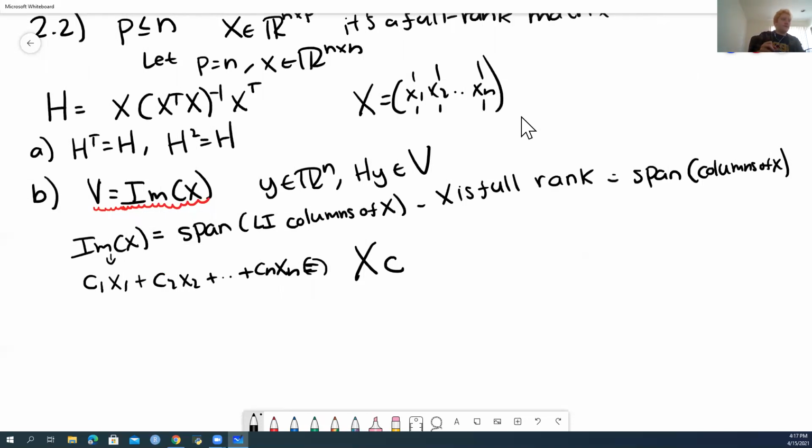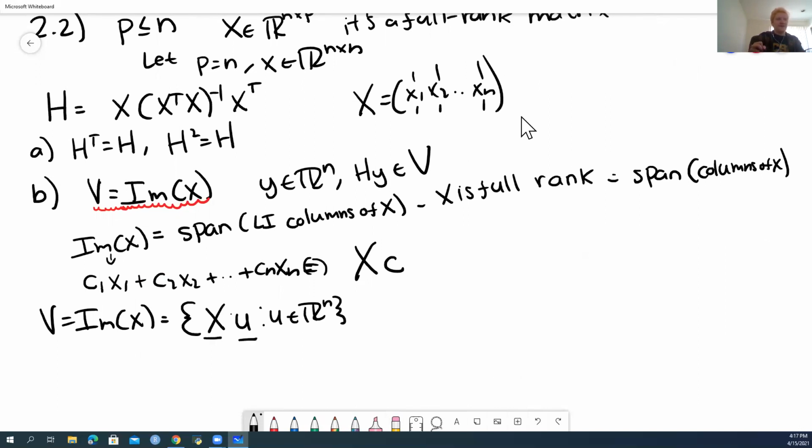So this is something that might trip you. You might think, oh, this is really obvious, but in case it trips anyone up, V, which is equal to the image of X, can be written as anything of the form X times U, such that U is just a vector. And again, I'm letting everything be in R^n, so it might actually be R^p if you do it. I'm too lazy to check. So anything that can be written as X times a vector is in the image of X, okay?